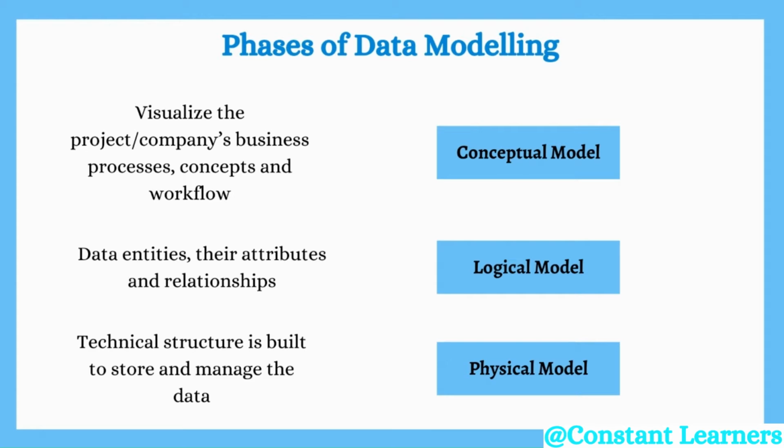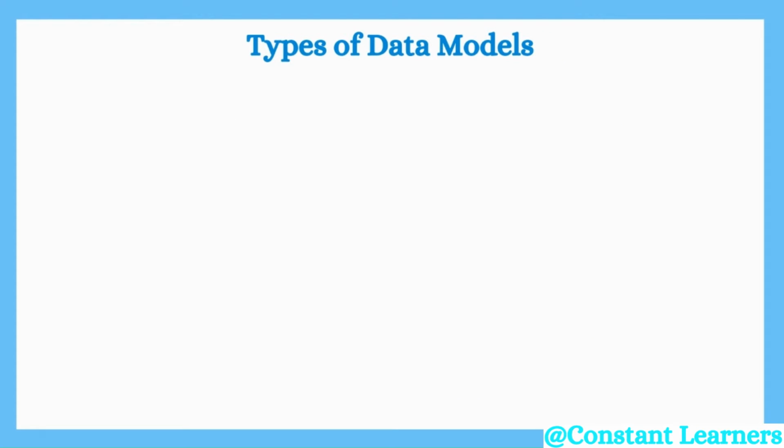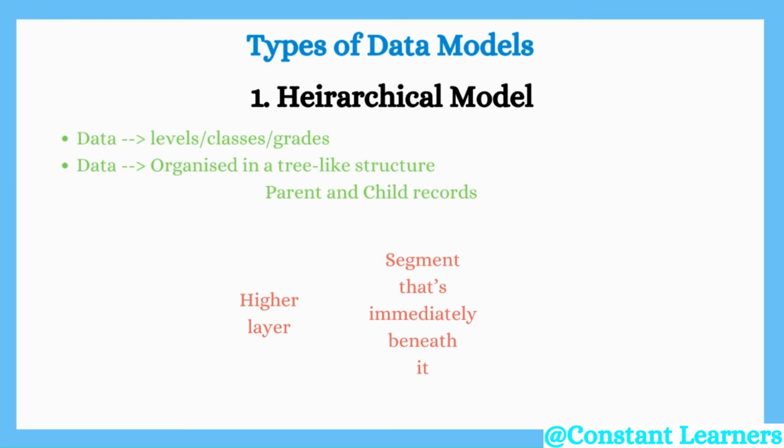So this was some basics around data models. Now let's head to the important part, that is the types of data models. We're going to discuss 5 main types of data models: hierarchical model, network model, relational model, entity relationship model, and object oriented data model. Then there's the flat model also, there's the semi-structured data model also, but we're not going to get into those details. All right. Let's start with the hierarchical data model.